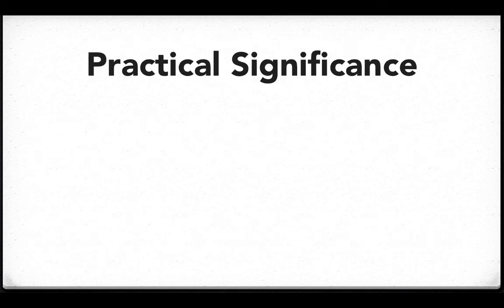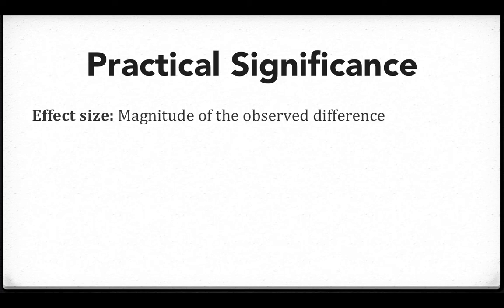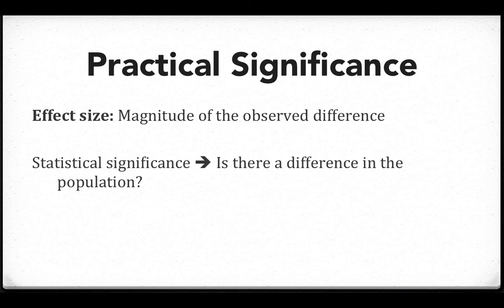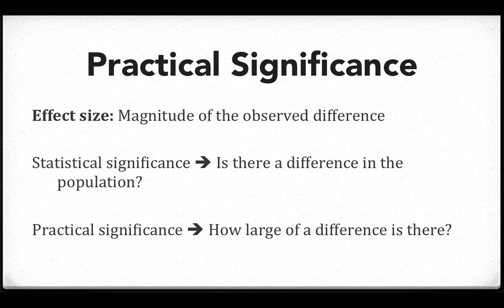The next topic that you'll read about this week is practical significance, also known as effect size. This is the magnitude of the observed difference. Statistical significance answers the question, is there a difference in the population? To examine statistical significance, we construct a sampling distribution and identify the p-value. Practical significance, on the other hand, answers the question, how large of a difference is there? This is where we could look at the sample statistics and compare them.